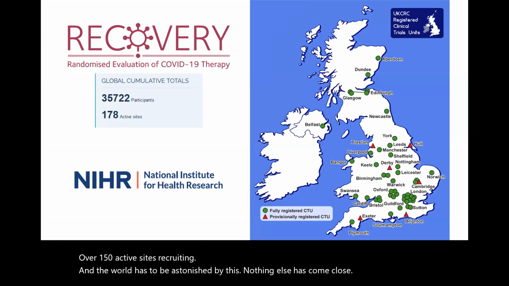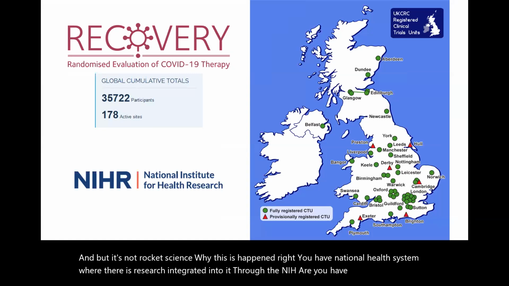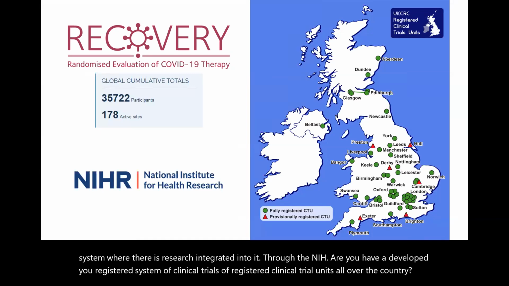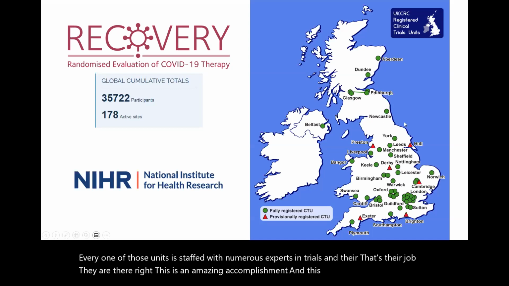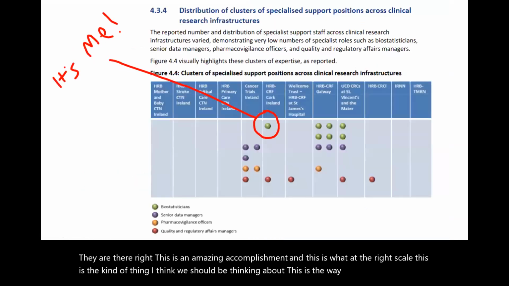But it's not rocket science why this has happened, right? You have a national health system where research is integrated into it through the NIHR. You have a well-developed system of registered clinical trial units all over the country. Every one of those units is staffed with numerous experts in trials, and that's their job. This is an amazing accomplishment. At the right scale, this is the kind of thing I think we should be thinking about. This is how this has succeeded.